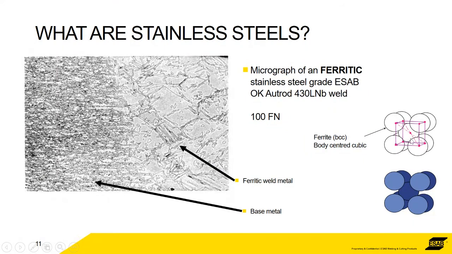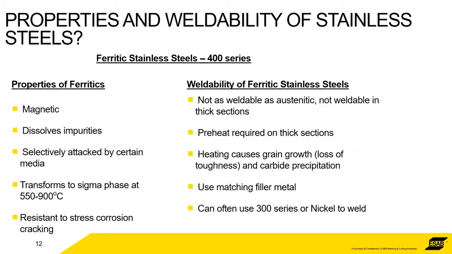In each of the spaces. So the thing with ferritics is they don't have the ductility of the austenitics. They do allow these interstitial atoms, interstitial molecules, to get in the middle of these, and that has an effect on the properties.